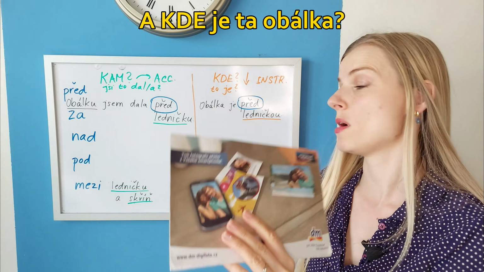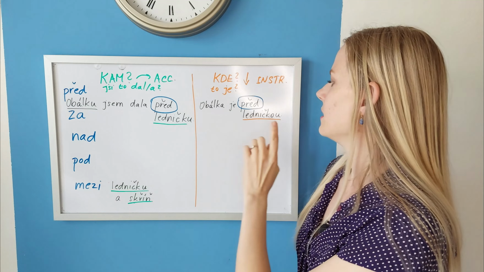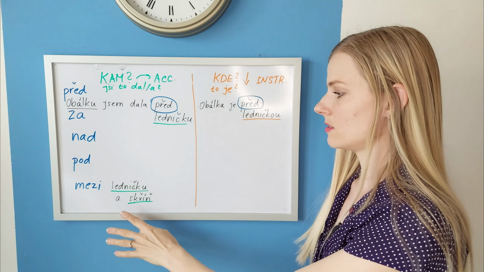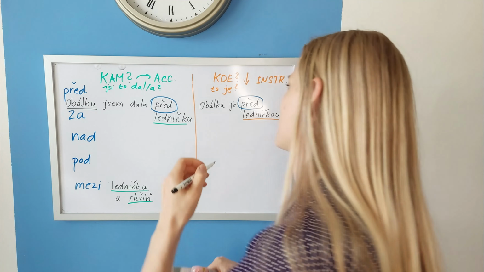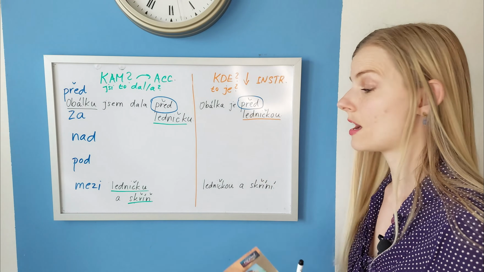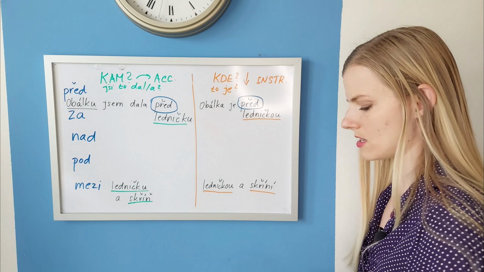A kde je ta obálka? Obálka je mezi ledničkou a skříní. That would be the instrumental for skříň. Obálka je mezi ledničkou a skříní.